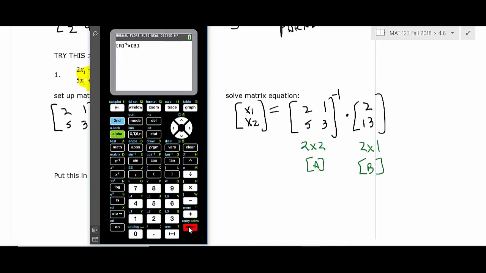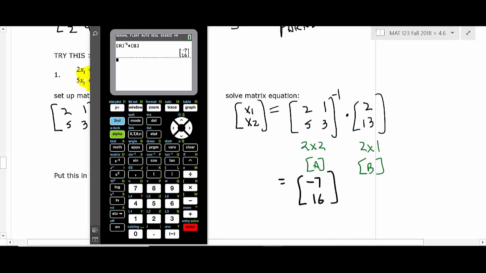Now let me ask you a question on this. Is this matrix going to exist? 2 times 3 is 6. 1 times 5 is 5. Okay, yeah, you're not going to have a problem with an undefined inverse, and after you just press that, it'll give you the answer to the problem. Okay? All right, so let's see what we end up getting here. So what you're going to end up getting on this then is negative 7, 16.